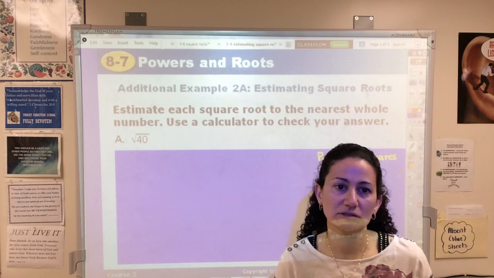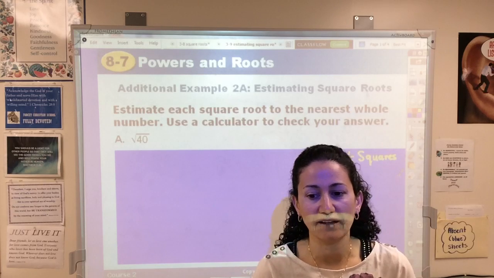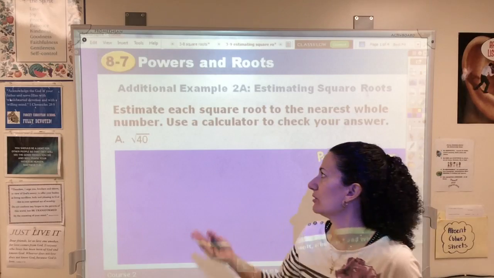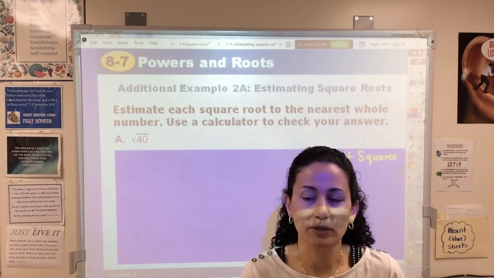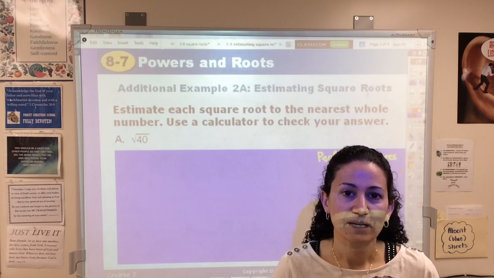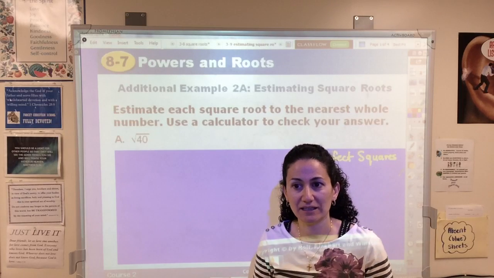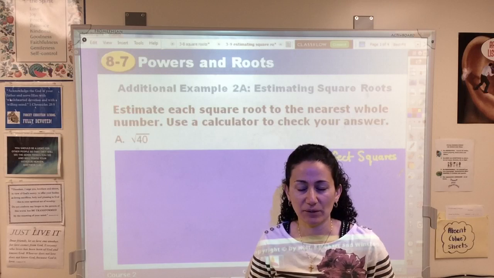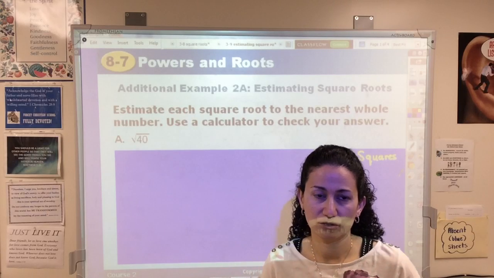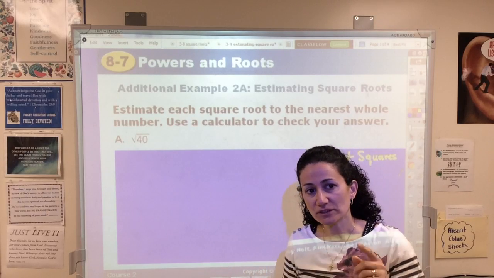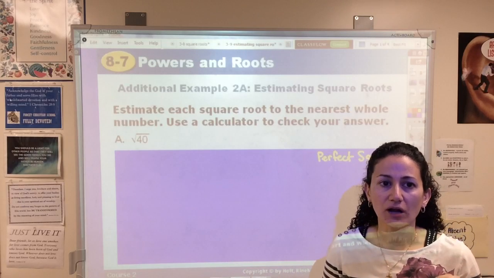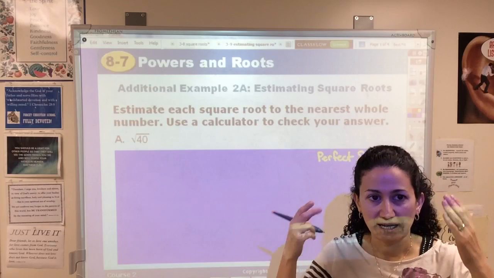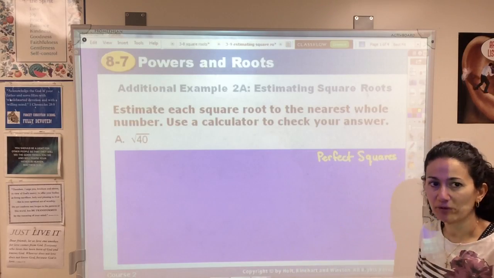I'm going to show you how to use a calculator to find square roots, because in real life, when we're finding the square root of a number like 40, it's going to give us a decimal. There is no whole number, so we would use a calculator. However, if we need a quick and easy answer, we can estimate the square root. The first thing I want you to do is make a list in your notes of all of the perfect squares in our basic fact memory bank here.